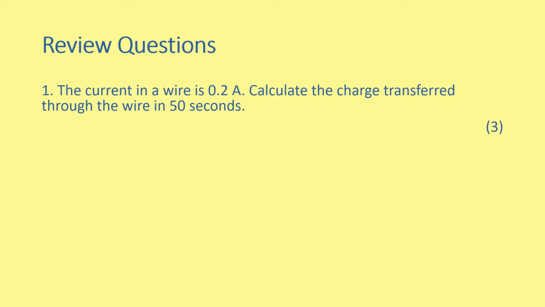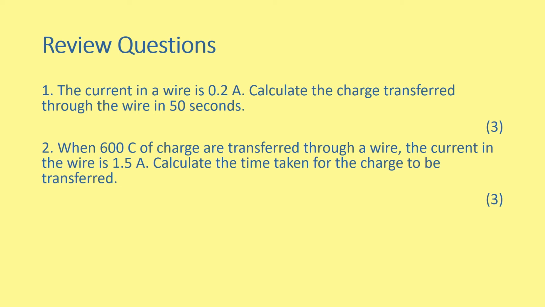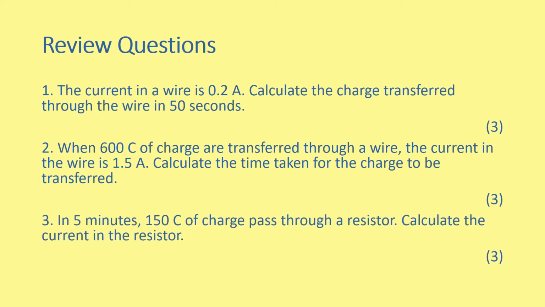Question 1. The current in a wire is 0.2 amperes. Calculate the charge transferred through the wire in 50 seconds. Question 2. When 600 coulombs of charge are transferred through a wire, the current in the wire is 1.5 amperes. Calculate the time taken for the charge to be transferred. Question 3. In 5 minutes, 150 coulombs of charge pass through a resistor. Calculate the current in the resistor. In this question, you need to be careful of conversions of units because you're given the time in 5 minutes.